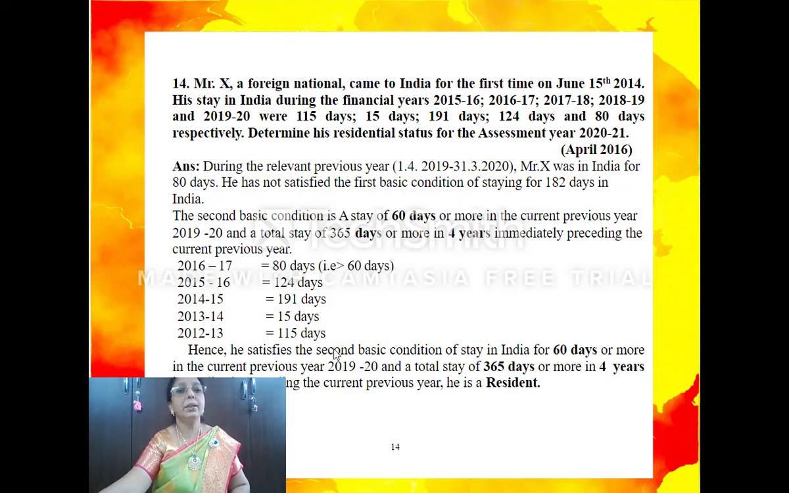So during the previous year he is there for 80 days and he does not satisfy the first basic condition. Second condition of 60 days, yes. And in 4 years prior to the previous year he should be there for at least 365 days and that he is there. And also going further, he should fulfill at least one basic condition. So he is a resident for the previous year.